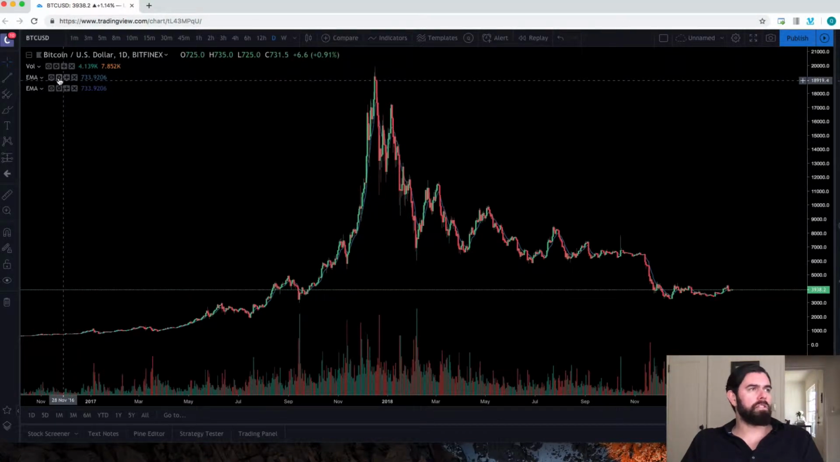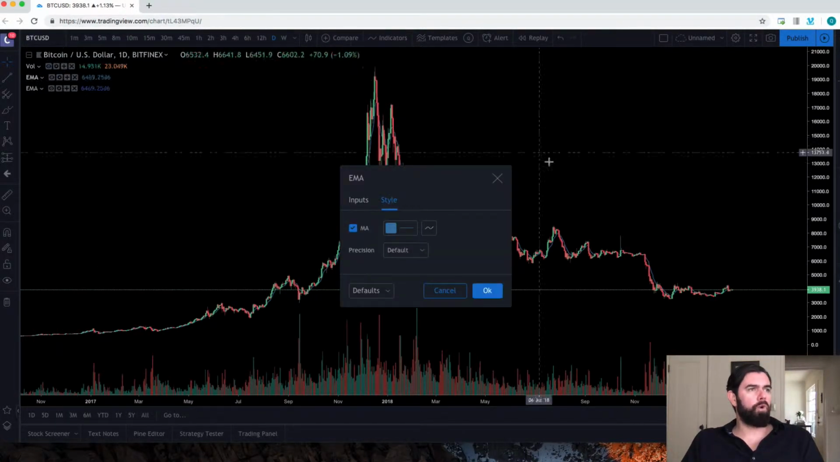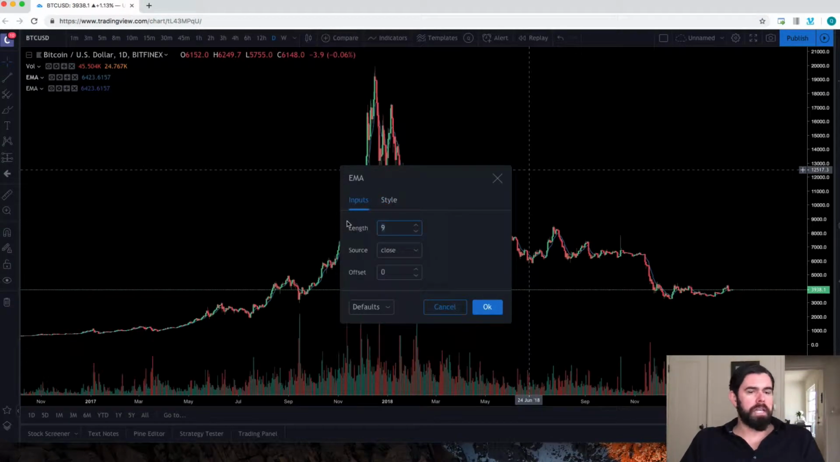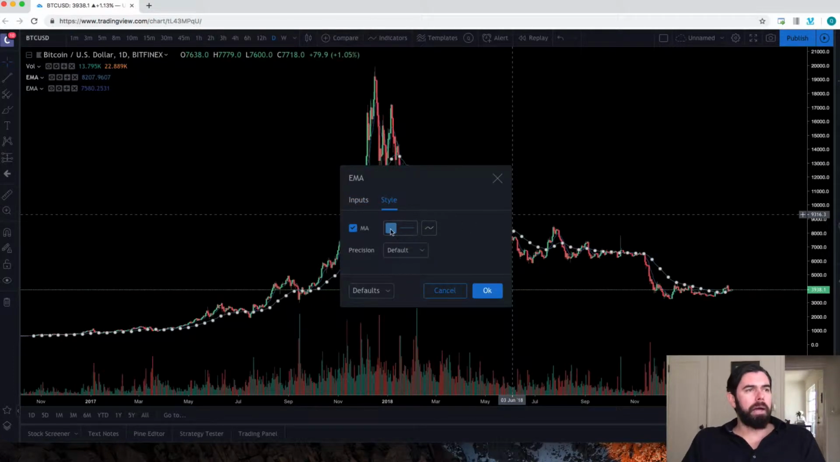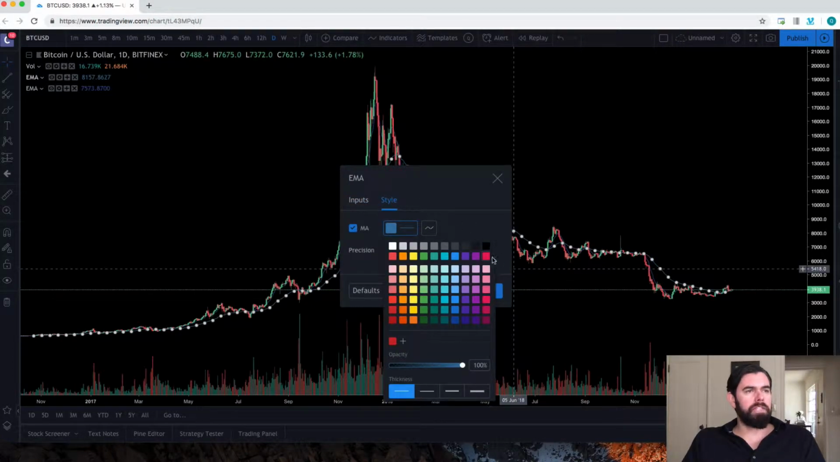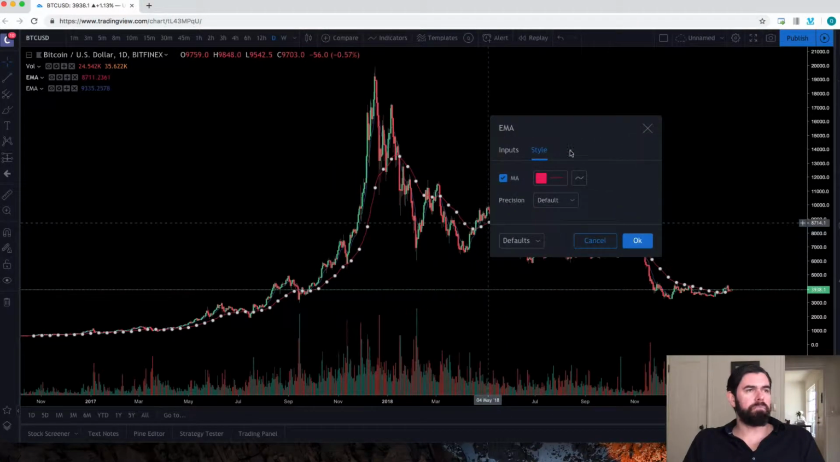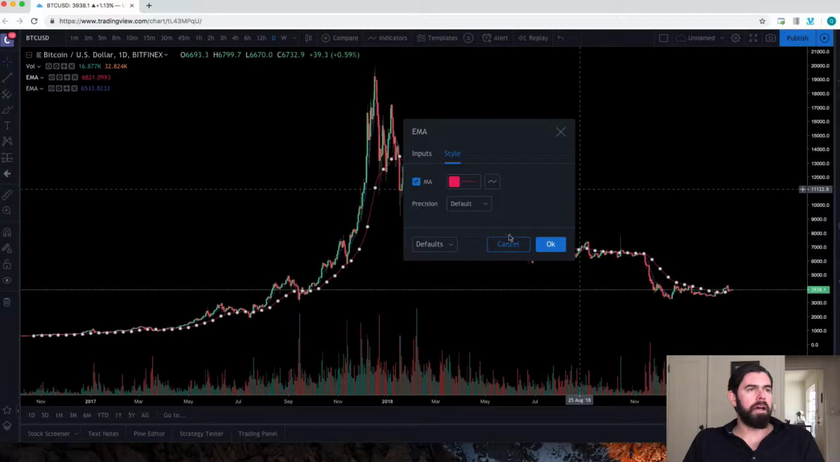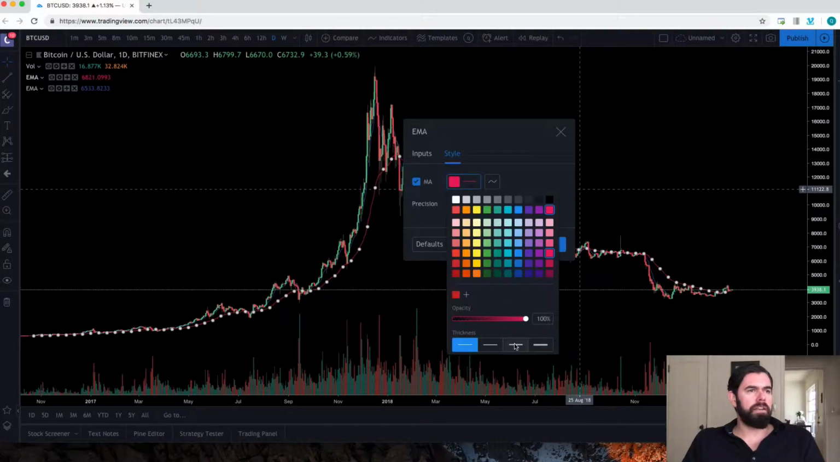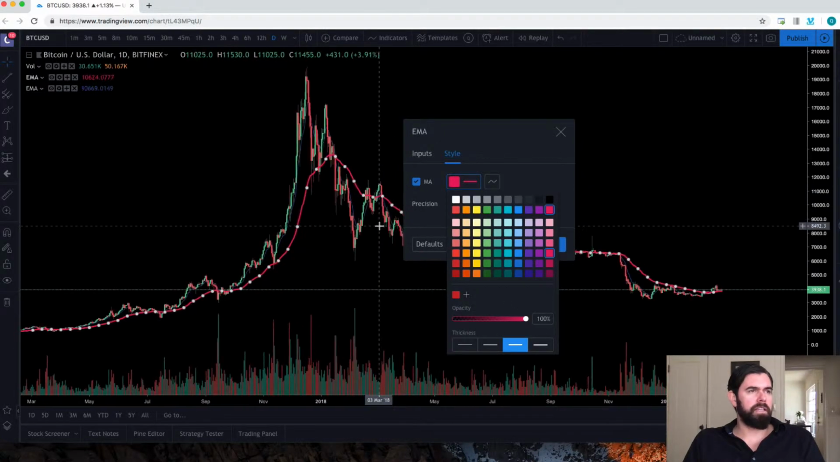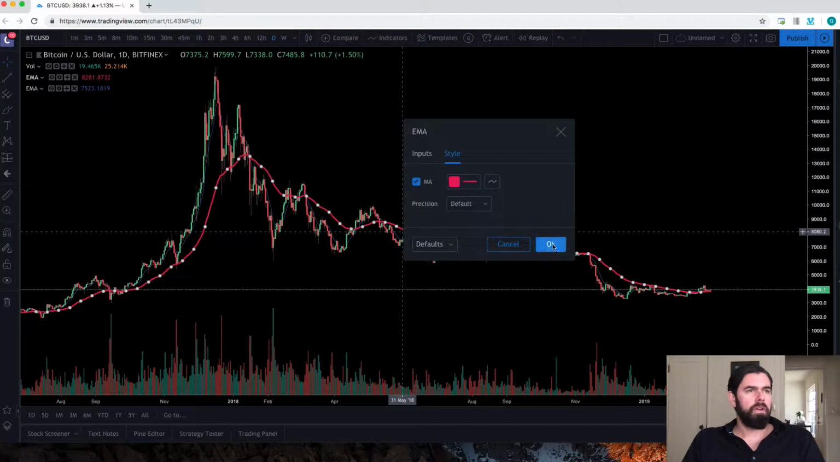All right, so let's go to the first one here and click Format. Go to Inputs, and I'm going to put in 50. So this is going to be the 50 moving day average. The style, I'm just going to choose kind of this magenta color here just so I can view it clearly on this black background. And also then I'm going to fatten up that line a little bit so we can really see that line. Click OK.